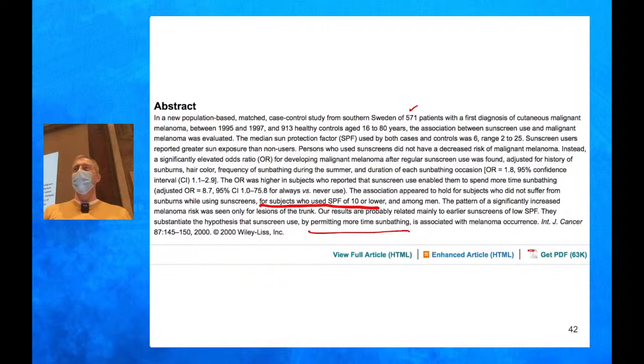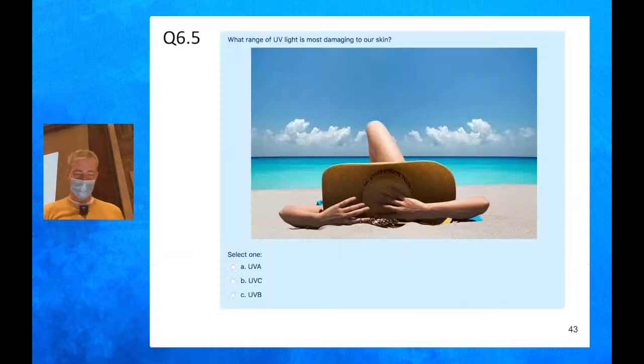So I guess the take-home message here is, really make sure you are reapplying and you use high SPF, you apply it well, and don't think that just because you put on sunscreen that morning, you're now impervious to the sun, right? You're not. You can still certainly take damage from the sun.